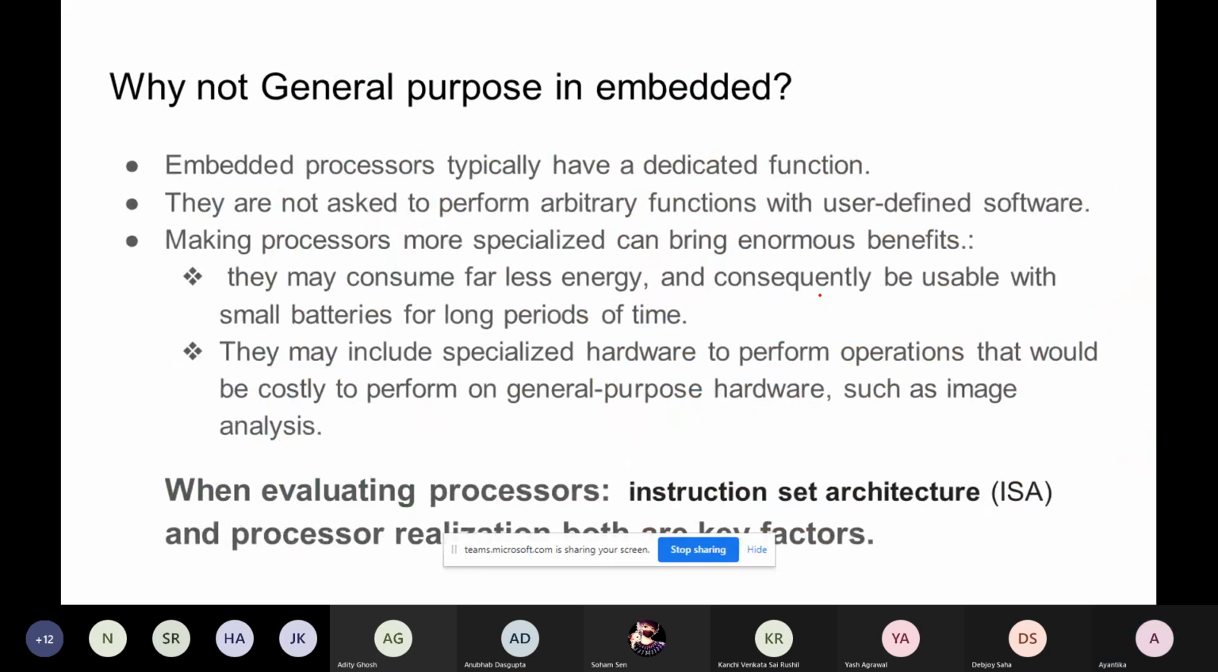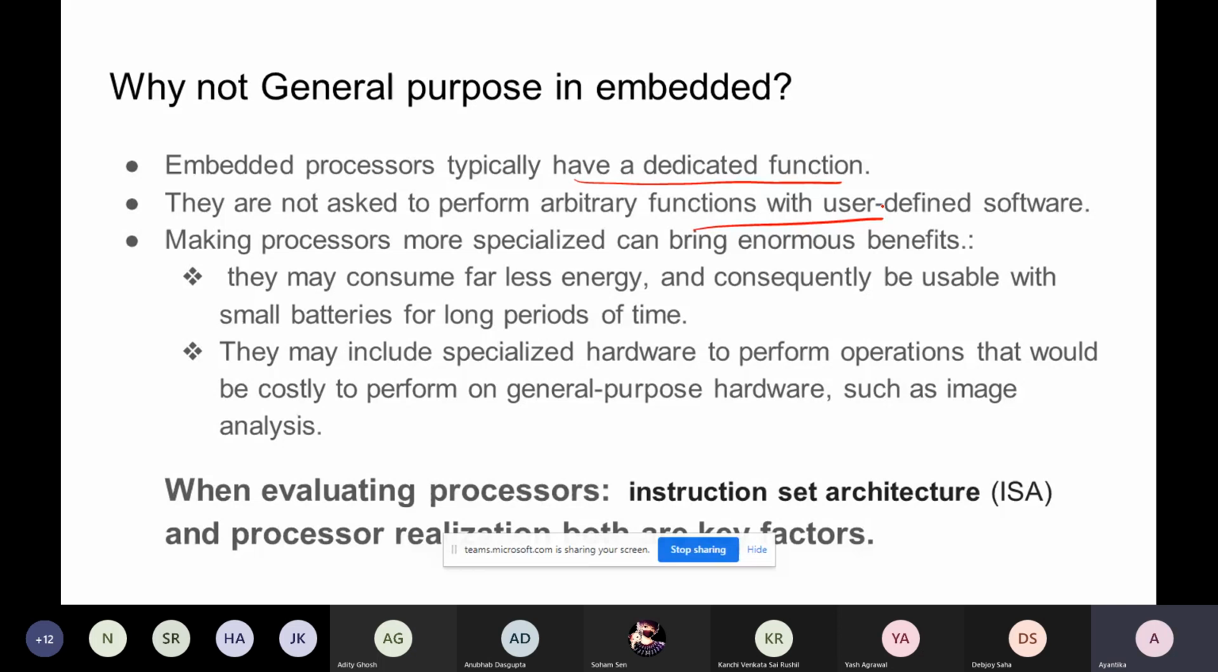Now this is already written, what we have mostly discussed. Why not general purpose in the embedded scenario? Because embedded processors typically have a dedicated function. They are not asked to perform arbitrary functions with user-defined software. You are not going to write your own C code here. That is not the purpose of an embedded processor. There is some definite purpose for which this embedded application has been developed.